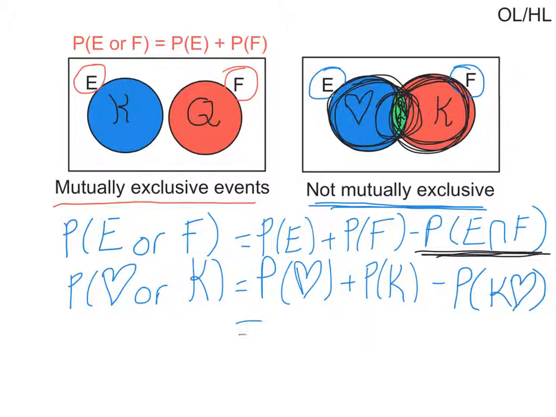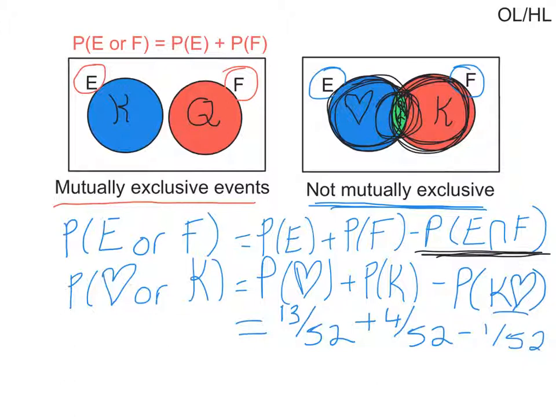So this is equal to the probability of drawing a heart. There are 13 hearts in the deck and 52 cards. That's 13 over 52. Probability of drawing a king is 4 over 52. And there is only one king of hearts in the entire deck, so that's minus 1 over 52.